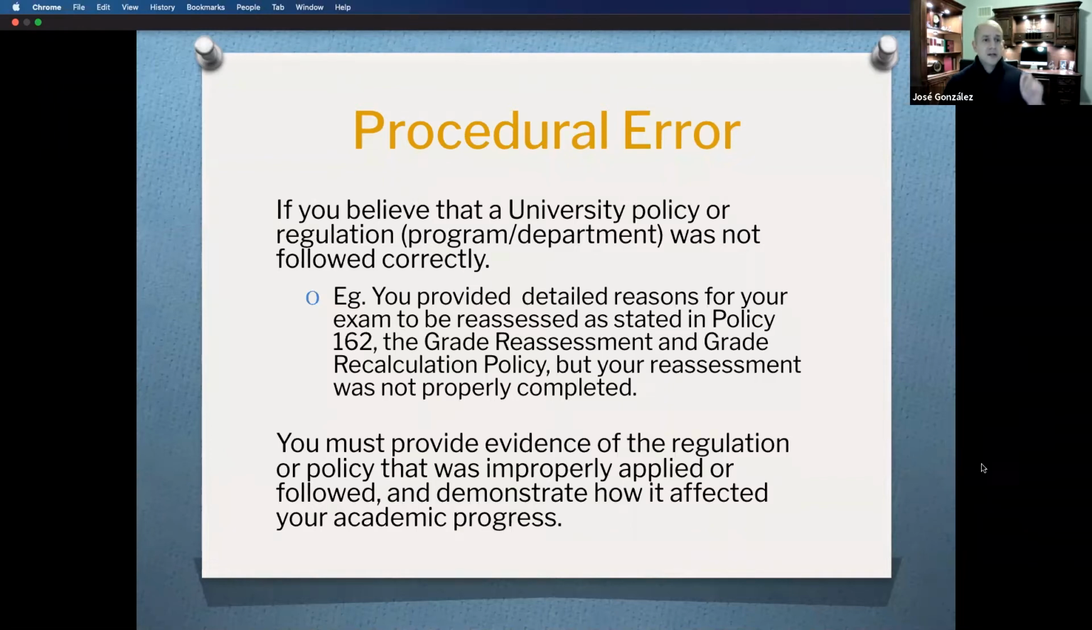And just one more thing, this procedural error ground and prejudice. I don't want to jump to the other slides, but this is one of the exceptions grounds for appeal that, if you don't introduce it at the beginning, you can introduce later on in further appeals. But we will be talking more about those later on.